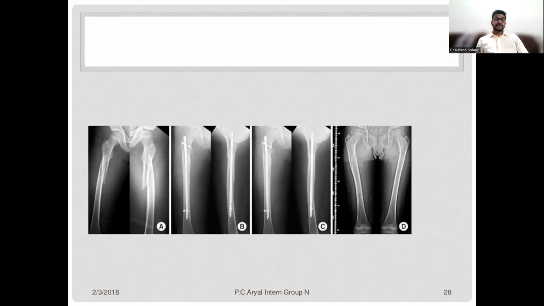These are the X-rays showing a long oblique fracture of the proximal part of the shaft of the femur fixed with an intramedullary device. And these X-rays are after callus formation and the implant is removed.